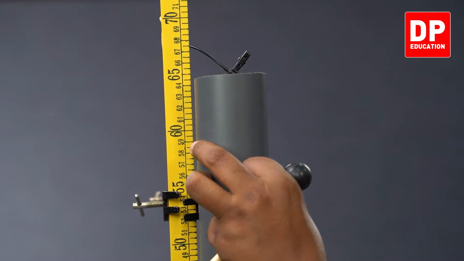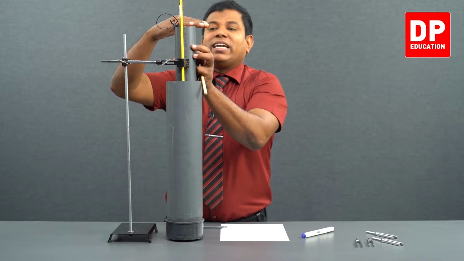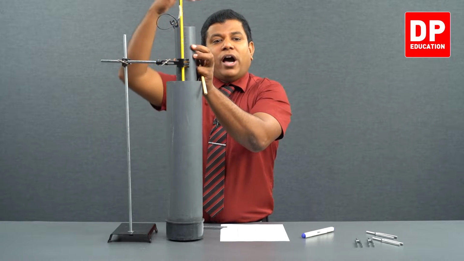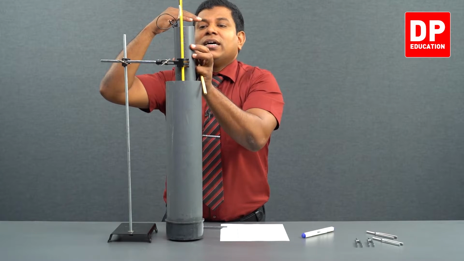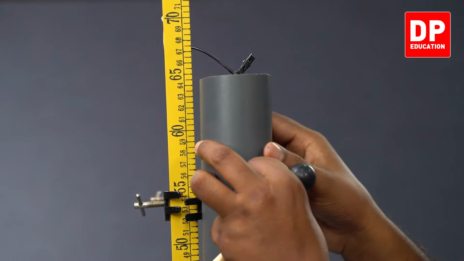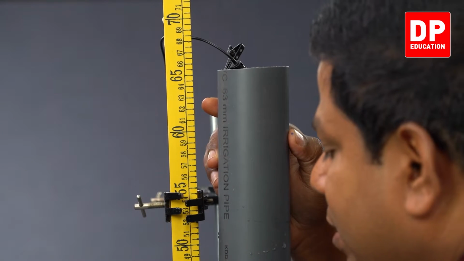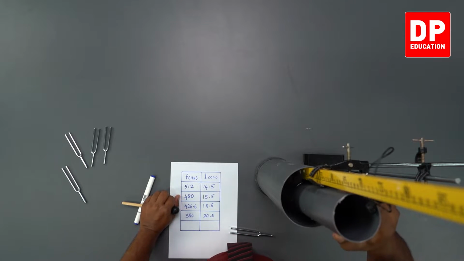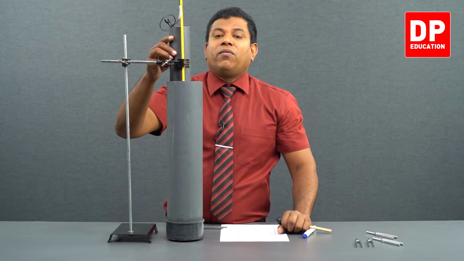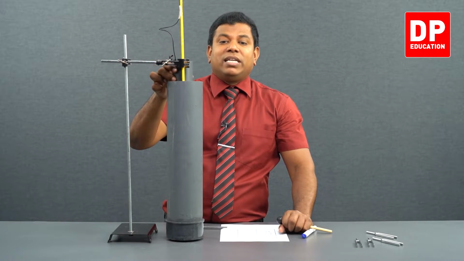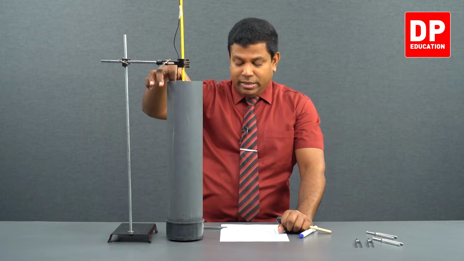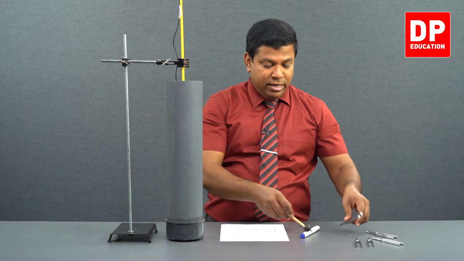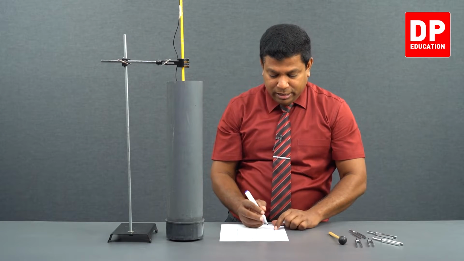64.5 centimeters. Make sure when you are getting the readings, your eye level and the reading level must be at the same level. You should not be observing it from a lower point or higher point, then the readings will be different. It is at 64.5, and the water level is at 41.5. So, 64.5 minus 41.5 means we are getting 23 centimeters. That is for 341.3 hertz.